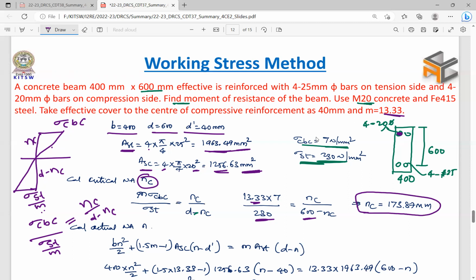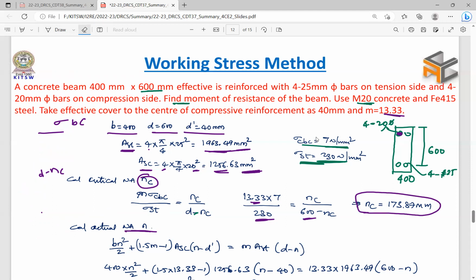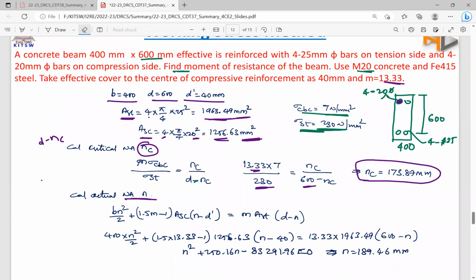Now we need to calculate the actual neutral axis depth. For this calculation, we'll move to the transformed section. In the previous class we discussed the transformed section. Once again, I'll show you the transformed section here, right? For the transformed section, the neutral axis depth can be calculated: B N square by 2 plus 1.5 M minus 1 AC into N minus D dash. So this is the compression moment of resistance.